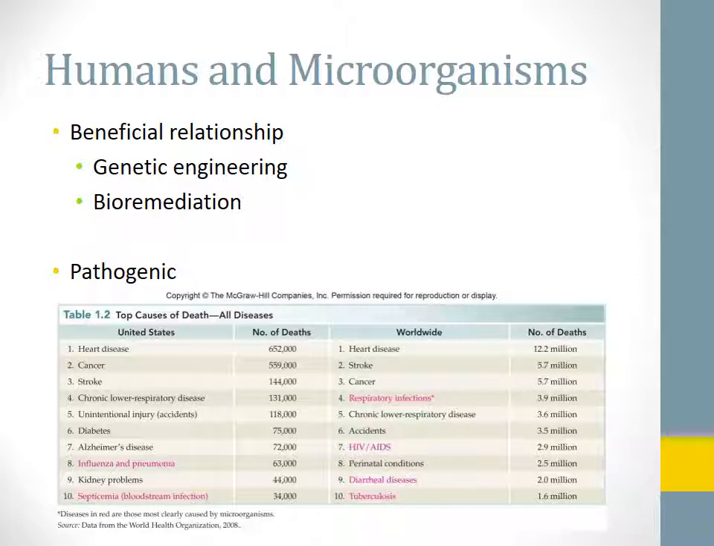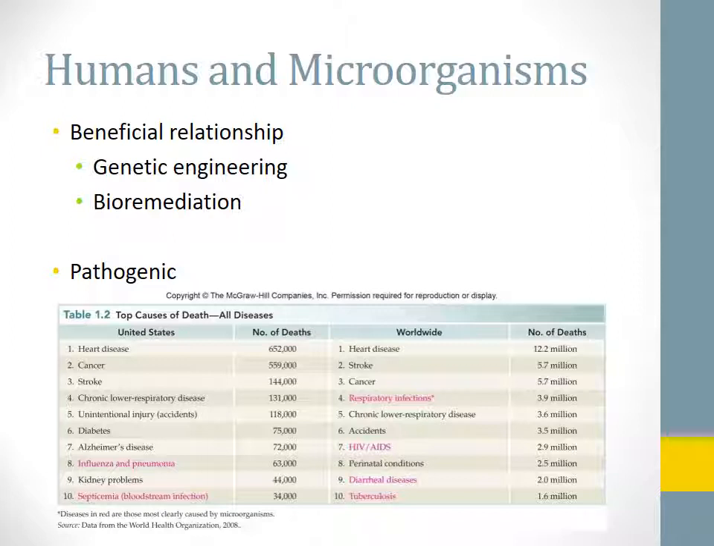And this table's from the textbook that I had, that was supposed to be at the bookstore. And you'll notice that some of these diseases are in pink. So like influenza and pneumonia, sepsis, HIV and AIDS. And these are all clearly caused by a microorganism. And so when we have these interactions with microbes, sometimes they're pathogenic.